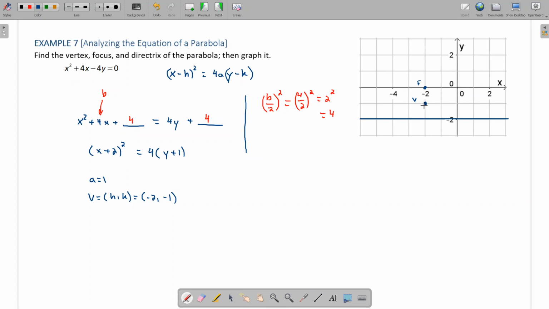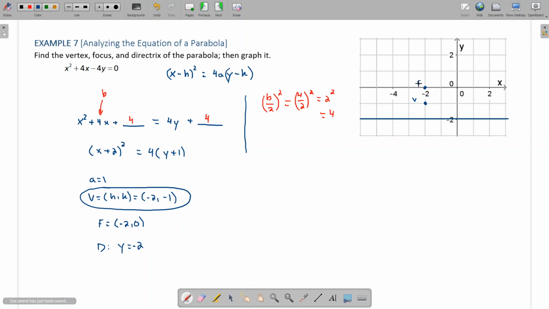And let's go ahead and write these down, I guess, since it is asking for it. We already got the vertex written down. Focus is the point (-2, 0), and directrix is the horizontal line y equals -2.